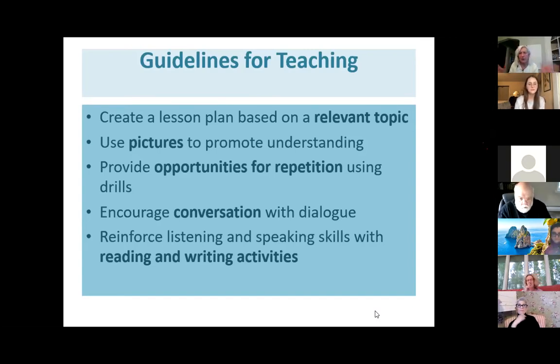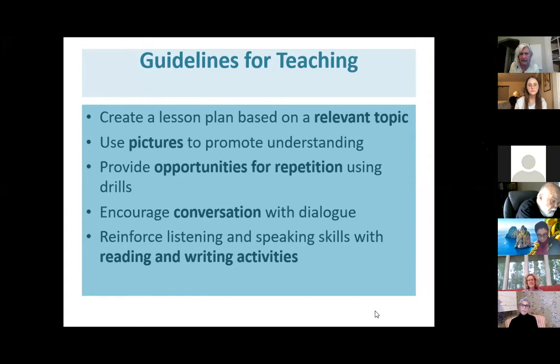Okay, so just some general guidelines for when you're working with a group. When you're working one-on-one, you can address your students' specific needs, but when you're working with a group, it really helps to center your lesson on a specific topic. So something that's of general interest to the group, like family, health, shopping, work. And these topics will help provide structure for your lesson and also help guide you in your choice of materials and activities.